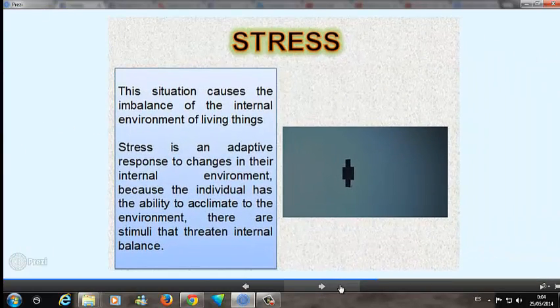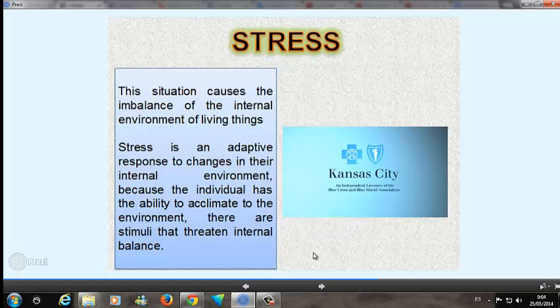Stress. This situation causes the imbalance of the internal environment. Stress is an adaptive response to change in the external environment, because the individual has the ability to acclimate to the environment and restore internal balance.